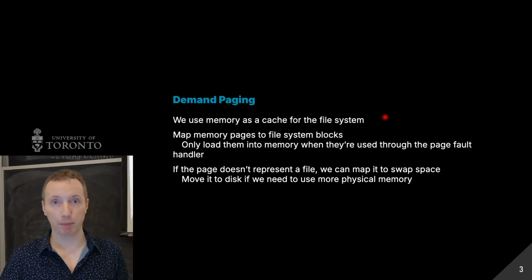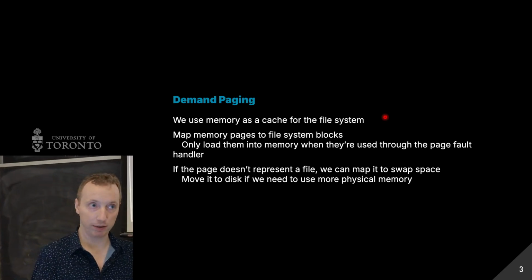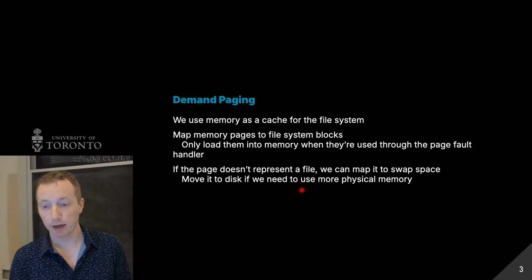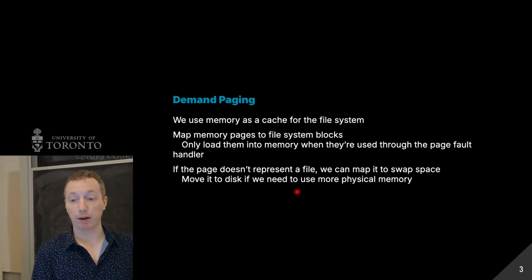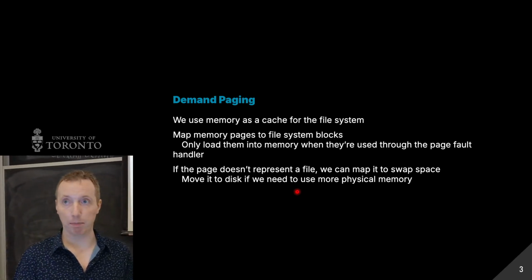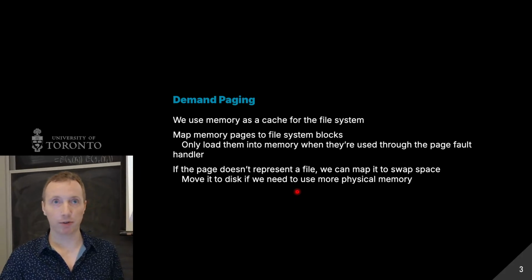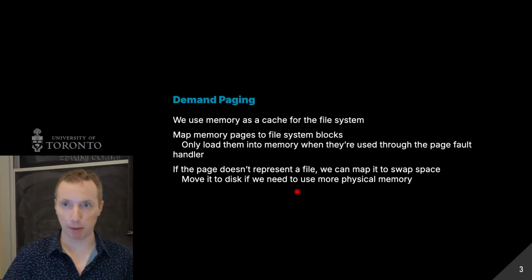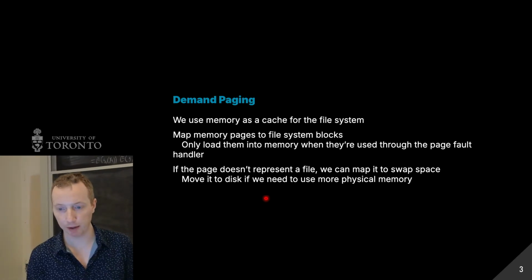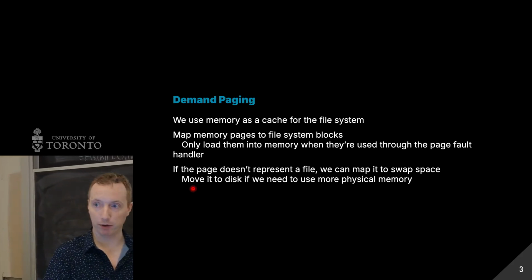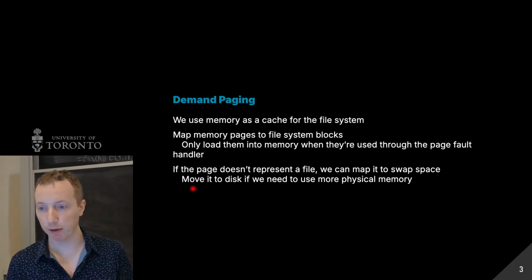This is the idea we had of like mmapping a file. So we just set up all the page tables so that when we first access the page, the page fault handler runs, and we load it from the data on the disk. If the page doesn't represent a file at all, we can just map it to swap space. So that big file on your hard drive that's just used to send data to from memory if we need to use more space. So we'll just move it to disk if we need more physical memory, and then initially we could zero out the pages if we wanted.